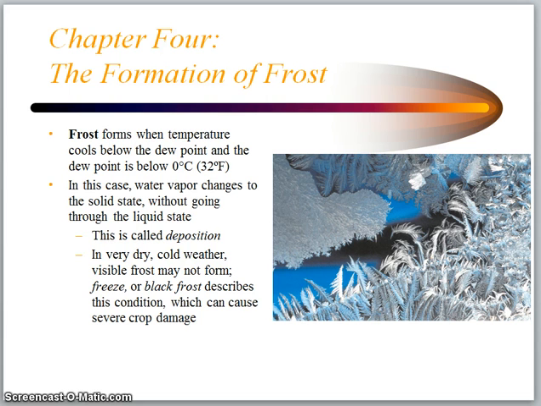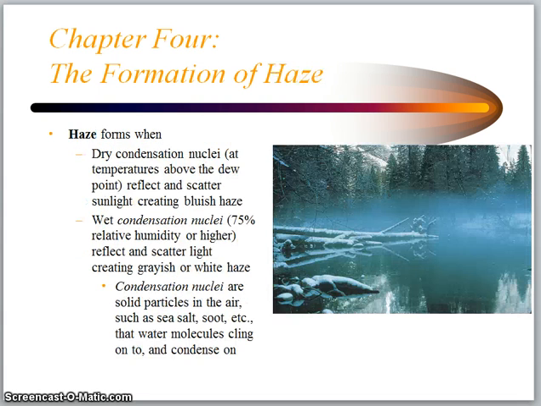This is called deposition. In very dry, cold weather, visible frost may not form, especially if the dew points are really low, like in the single digits or teens. You get a freeze, which causes crop damage. Or you get black frost, which describes the condition you get on roadways. It's really not black per se, but since the asphalt is black, you really can't see the ice, and that becomes a hazard for motorists.